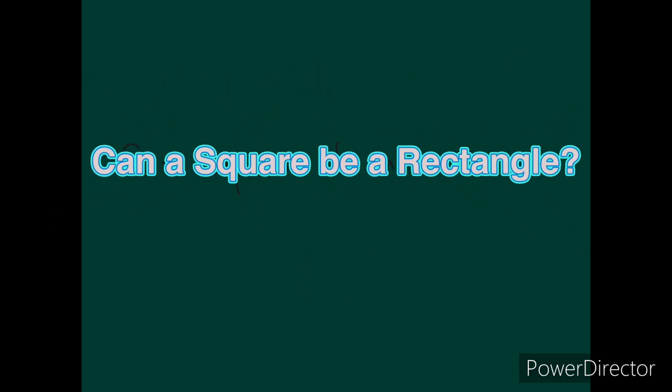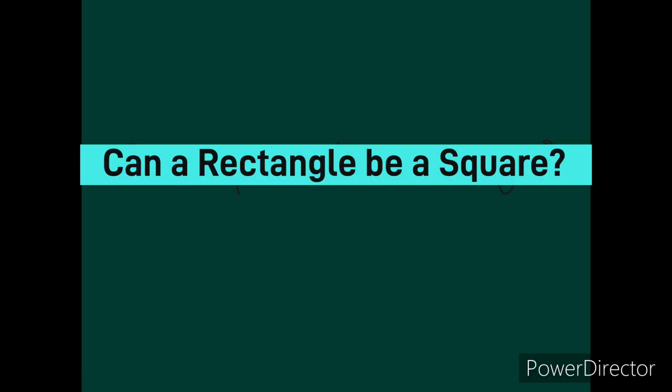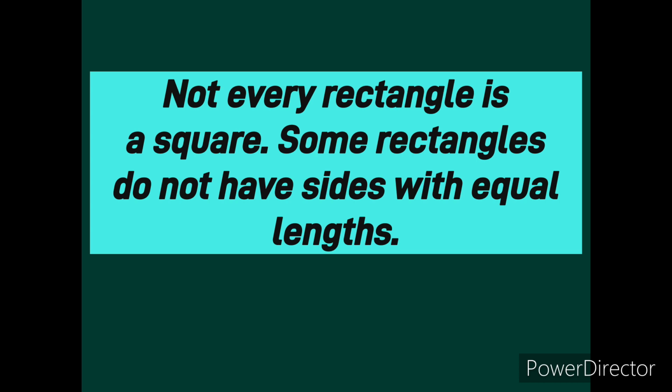Can a square be a rectangle? Every square is a rectangle because a square is a special kind of rectangle that has sides of the same length. Can a rectangle be a square? Not every rectangle is a square. Some rectangles do not have sides with equal lengths.